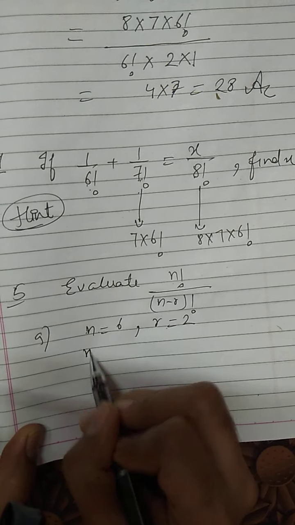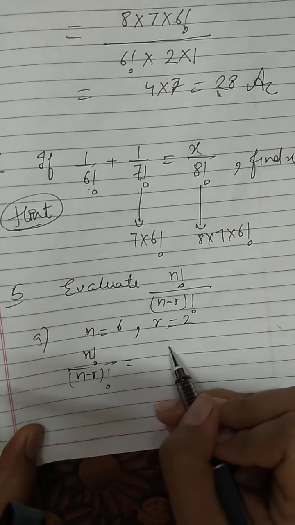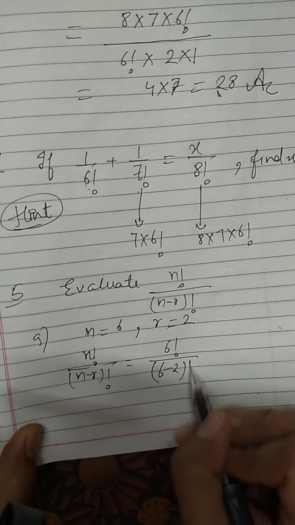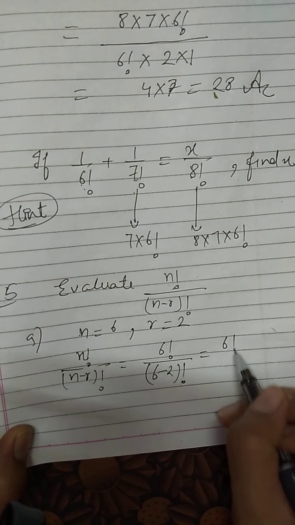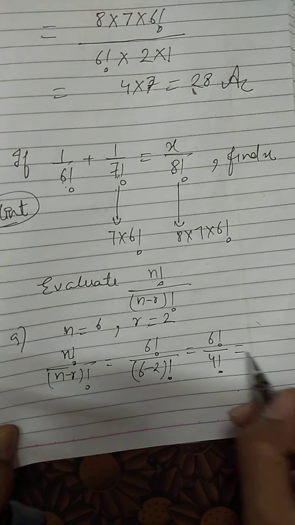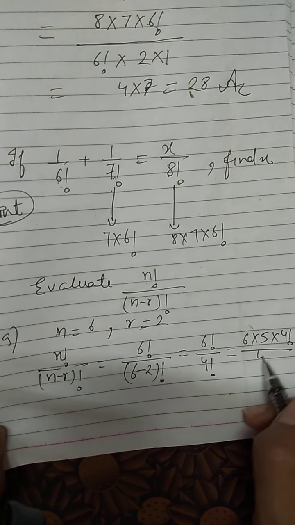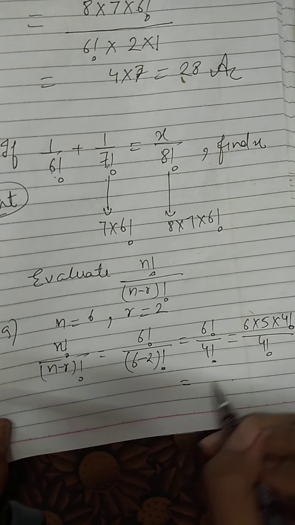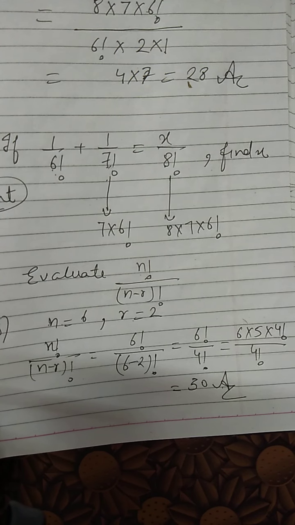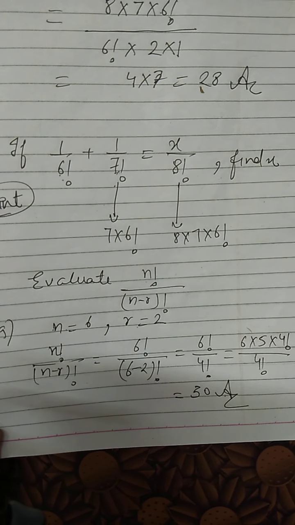So n factorial divided by n minus r factorial will be equal to 6 factorial divided by 6 minus 2 factorial, that is 6 factorial divided by 4 factorial. Now 6 factorial divided by 4 factorial means 6 into 5 into 4 factorial upon 4 factorial, and the answer will be 30. Likewise, you can do the second part of sum number 5 also, and with this the exercise is over.